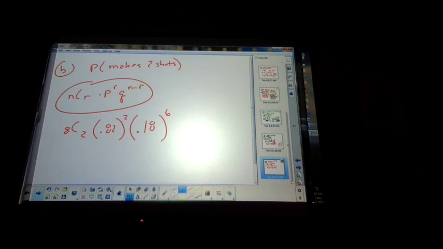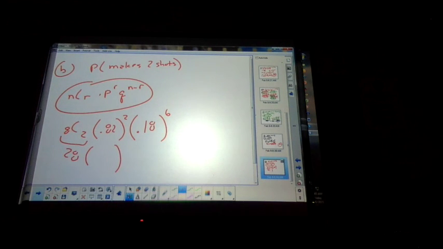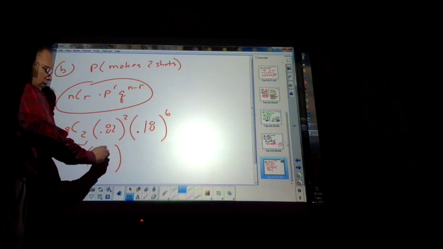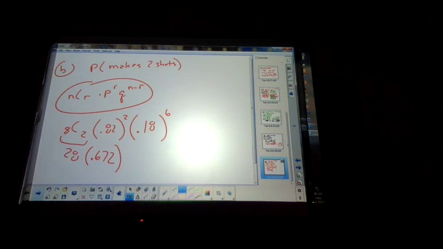Okay, help me out. Well, let's go 8 choose 2 first. 28. 28, exactly? It should be exactly. 0.82 to the second, so 0.82 times 0.82. 0.672.